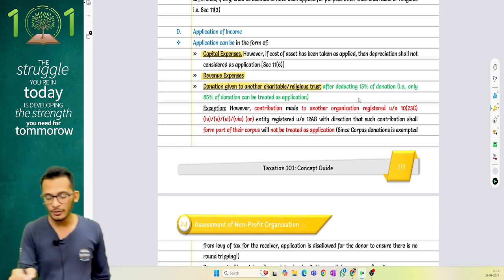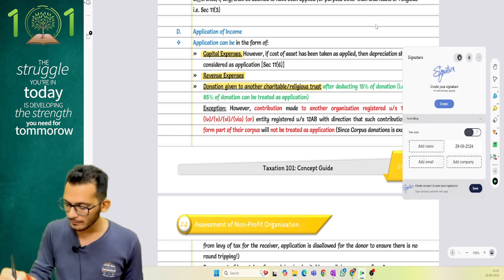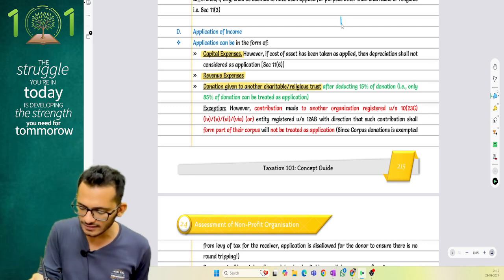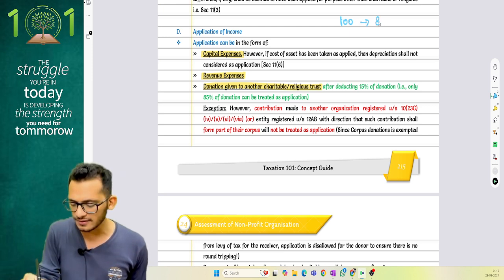Meaning, if I'm going to donate, let's say for example 100 rupees, then in that case income tax comes and says you donate 100 rupees, but I will grant you application only for 85 rupees.